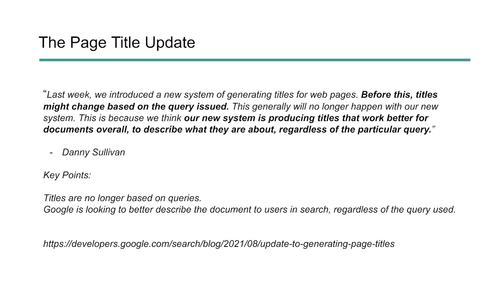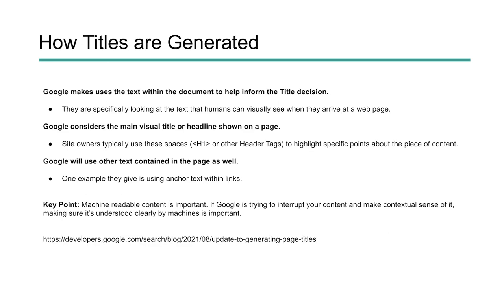So the key points here is that, one, Google's no longer basing them off queries when they're doing generation. And number two, they're looking to better describe a document to the users in search, regardless of the query being used. So how do they generate these then? Like, what are they doing? So Google does a few different things, and let's take a look at what those are.